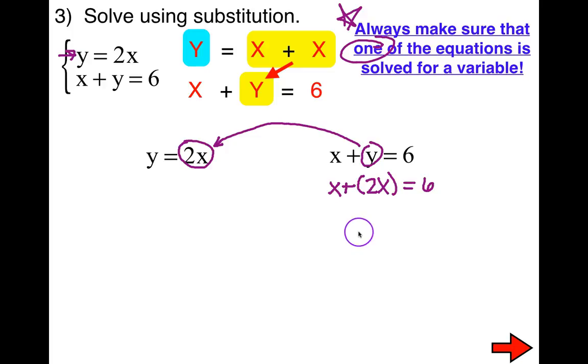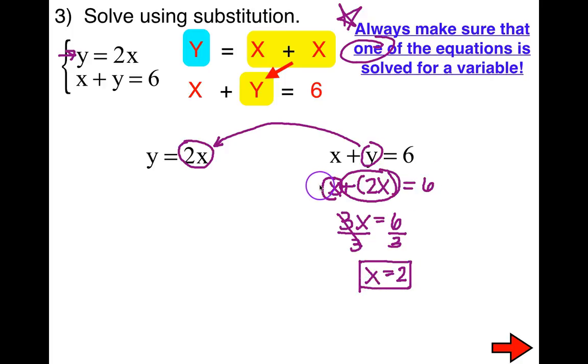Now, x plus 2x, I'm going to combine like terms. Let's not forget, we combine like terms by circling the terms. So x plus 2x gives me 3x equals 6. Divide both sides by 3, and I'm left with x equals 2. Notice this looks very familiar to what we did on the previous slide, because it's exactly the same thing.